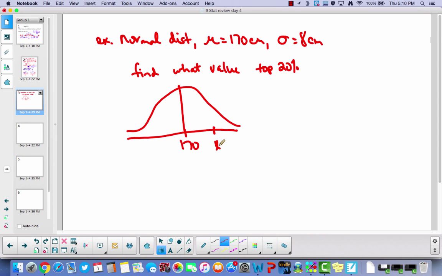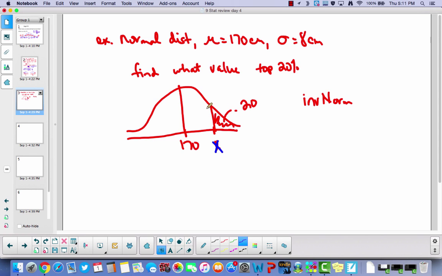We want to know, what is this value when this is 20%? Talk to your side partner about if you remember what to do here. Right, we use the inverse normal. That's also under that second distribution. But remember, that inverse normal measures from here. It measures from 0 up to here, up to this x value.